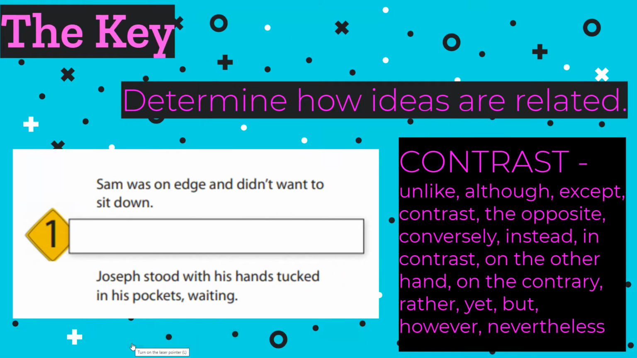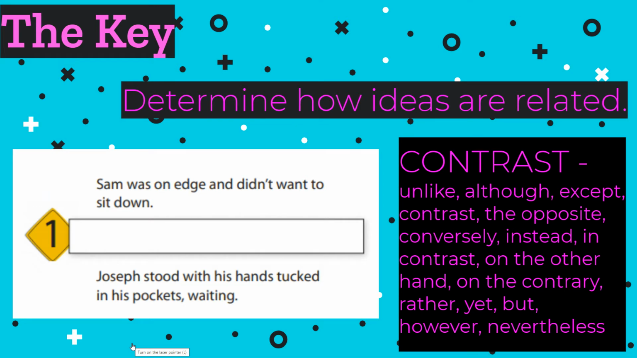Okay, so the key to determining how ideas are related. So we have two sentences here. One of them says Sam was on edge and didn't want to sit down. The other one says Joseph stood with his hands tucked in his pockets waiting. So how are these two things related? Are they similar? Are they different? Is Sam's behavior similar to Joseph's behavior?